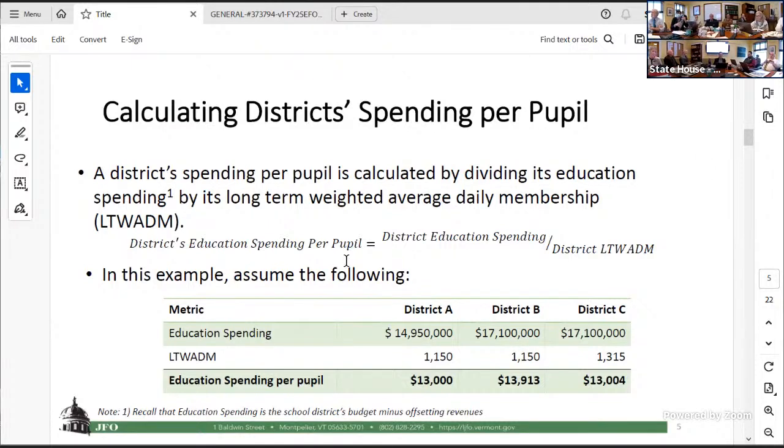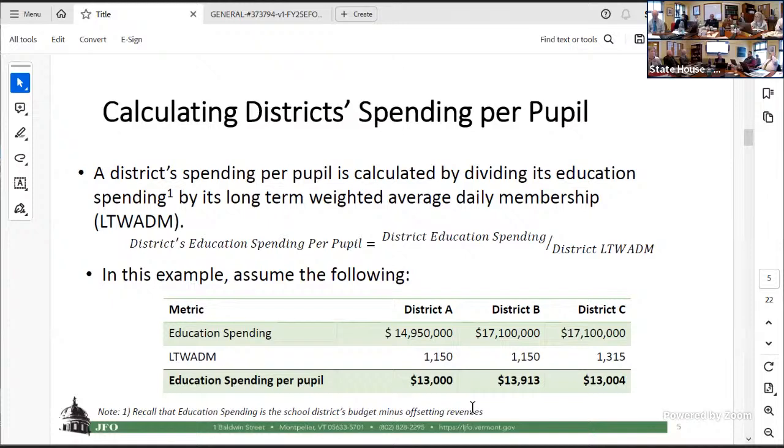What we're seeing here is District A. We can see that its education spending is about 15 million. Its long-term weighted ADM is 1150. And so when we divide ed spending by the long-term weighted ADM, we get the spending per pupil of 13,000.